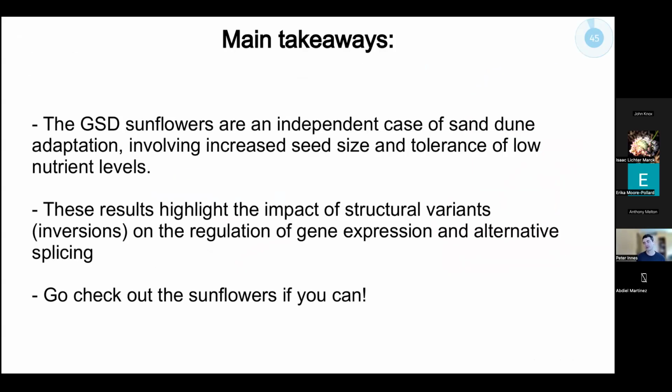Okay, so that's basically it. Just some main takeaways are that the Great Sand Dune sunflowers are an independent case of sand dune adaptation, and it's involved evolution of increased seed size, tolerance of low nutrient levels, and at the genetic level, large structural variants or inversions seem to be very important.